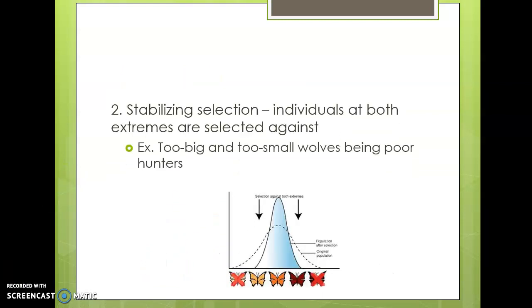The other type is called stabilizing selection. With stabilizing selection, both extremes are being selected against. The ones that are too big and the ones that are too small are both going to be less likely to survive. Or the ones that are black and the ones that are white, as in this butterfly diagram down here. And what it ends up doing is it creates a skinnier, taller, narrower curve. There's less variation, and all the survivors fall within a pretty narrow range of that phenotype, their characteristics. So for example, maybe only the really orange ones actually do live, and so you end up with butterflies that are really just orange. Or just medium-sized wolves, if we're talking about the example here.